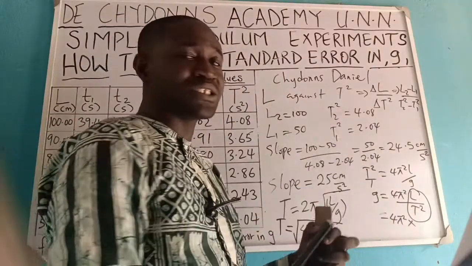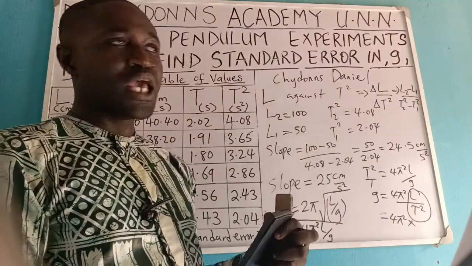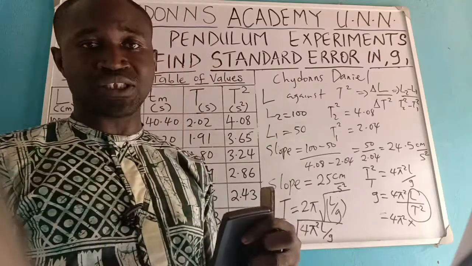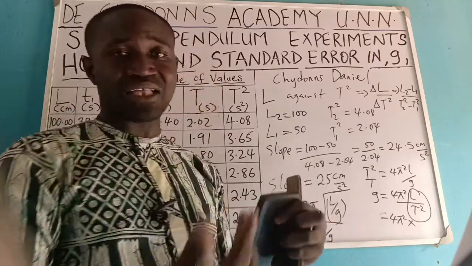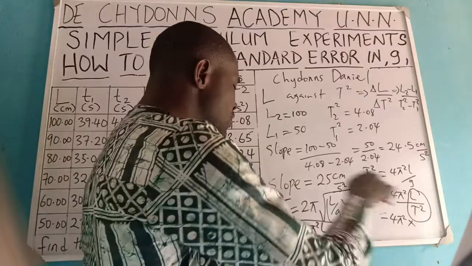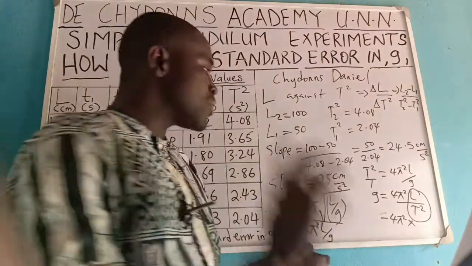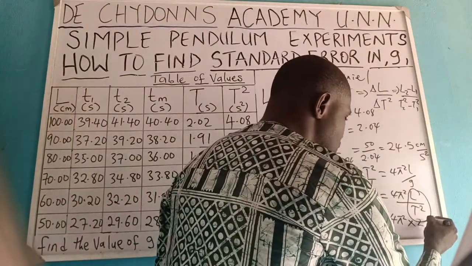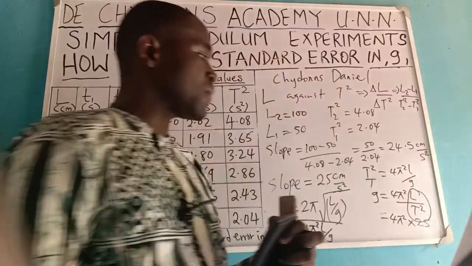If it is 24.6, you would say times 24.6. If it is 24.7, say times 24.7. If it is 24.9, you say times 24.9. If it is 25, you say times what? 25. Are you getting it?